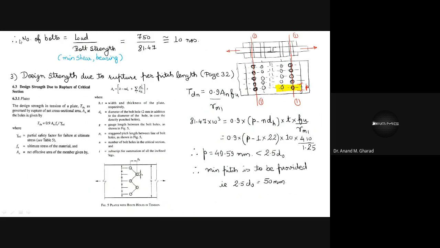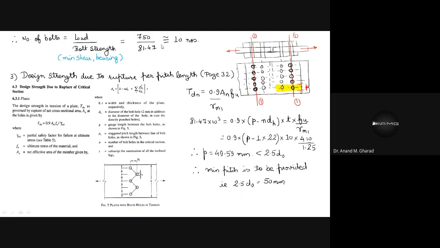Then you need to calculate the number of bolts. Okay, the number of bolts can be easily calculated based on the load divided by the bolt strength value, and this bolt strength should be minimum of shear and bearing. Okay, therefore load, what is the factored load given? It is 750 kilonewton divided by least value of bearing and shearing. It is 81.47. Now the number of bolts is approximately 10. From our calculation it comes out to be 10 numbers.